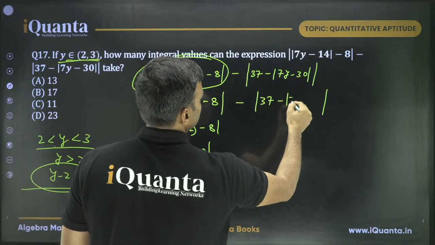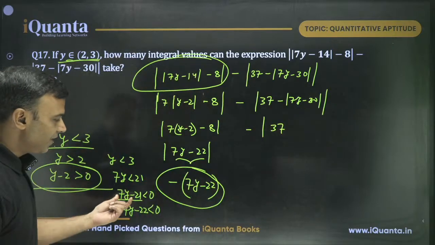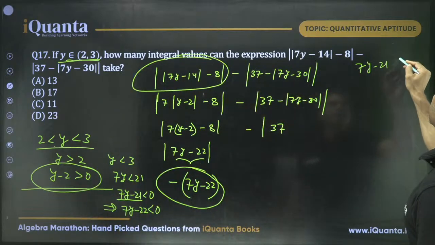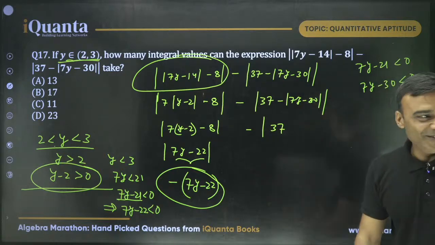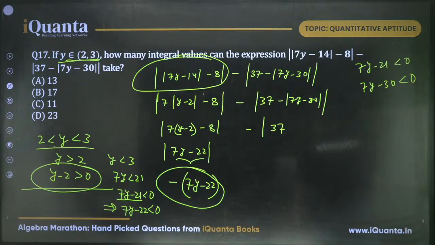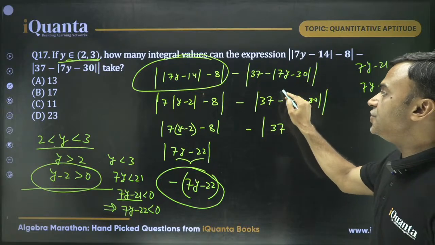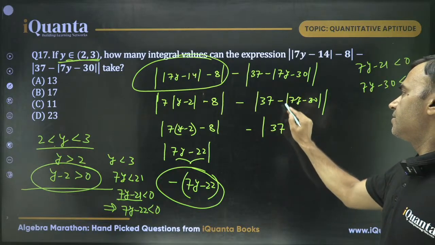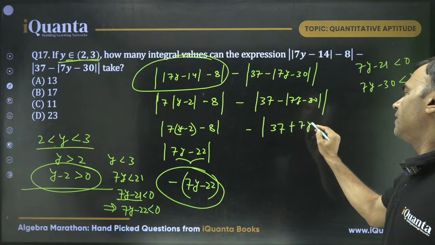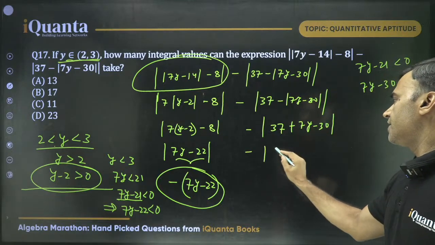37 minus modulus of 7y minus 30. You see, if 7y minus 21 is less than 0, then 7y minus 30 will definitely be less than 0, even lesser. So this quantity is negative, 7y minus 30 is negative. When I remove modulus, the sign will change. When there is a negative quantity inside the modulus, the sign changes. So minus becomes plus, 7y minus 30. Further we have minus. Simplify this, so it is 7y plus 7.